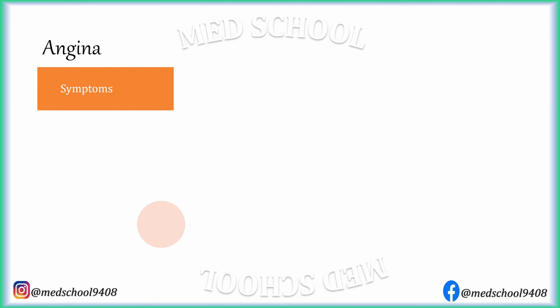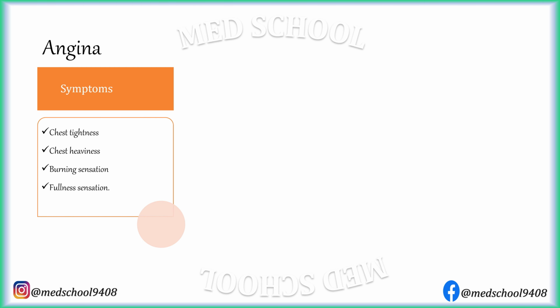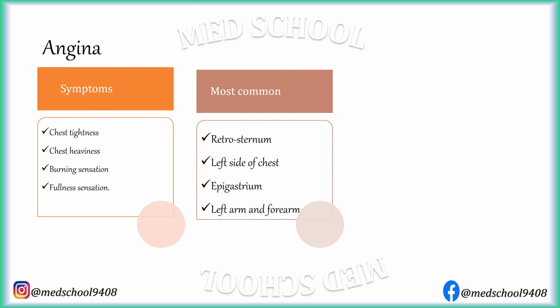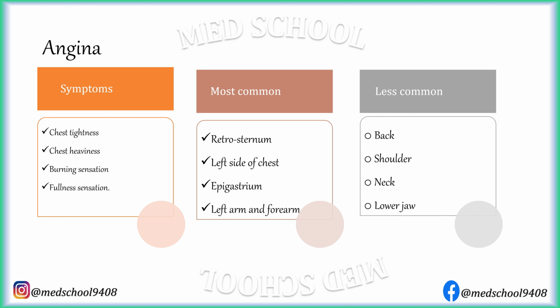To understand unstable angina, let's decode its name and let's first understand what is the meaning of angina. Angina is a symptom described as chest pain. But patient can also describe it as chest tightness, chest heaviness, burning sensation or fullness sensation. Angina most commonly involves retrosternum, left side of chest, epigastrium and left arm and forearm. Less commonly, angina can also radiate to back, shoulder, neck and lower jaw.